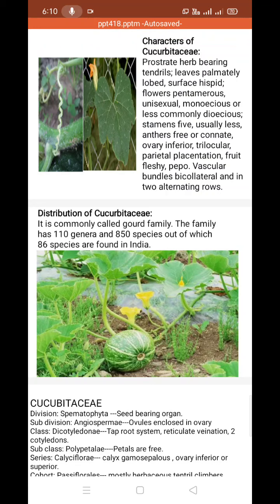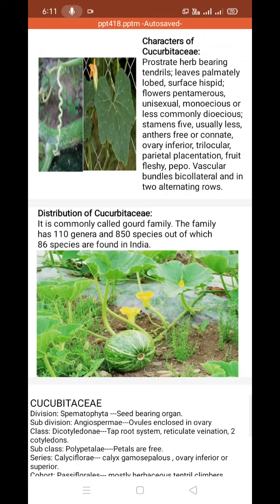Today I discuss the next family, that is the Cucurbitaceae. The characters of the Cucurbitaceae are: prostrate herb bearing tendrils, leaves palmately lobed, surface scabrous, flowers pentamerous, unisexual, monoecious or less commonly dioecious. So these plants are prostrate herbs having tendrils.